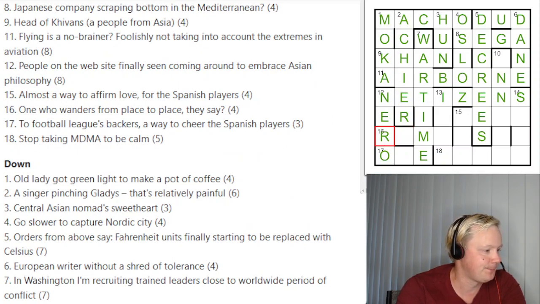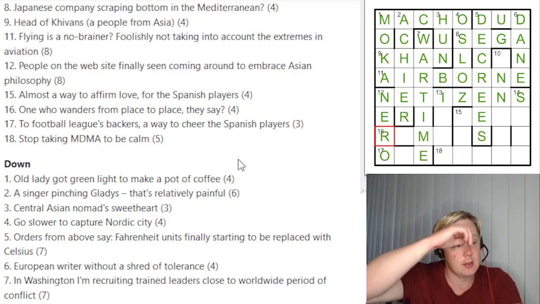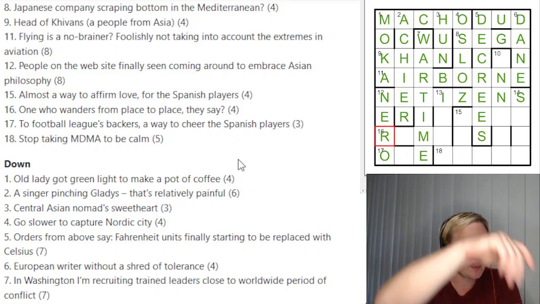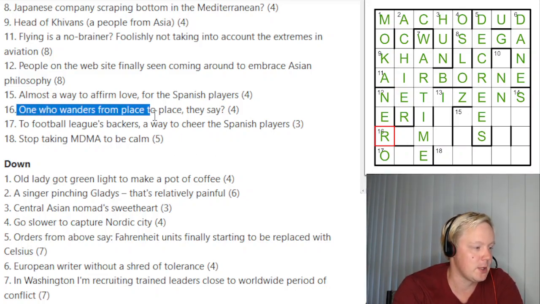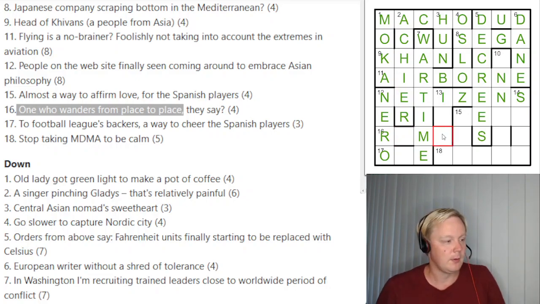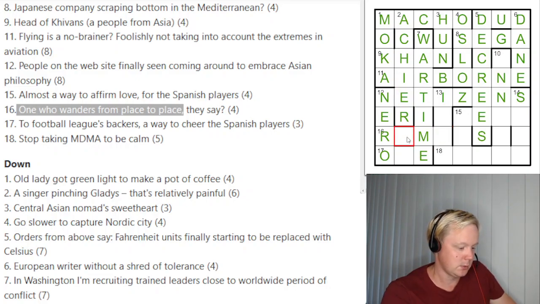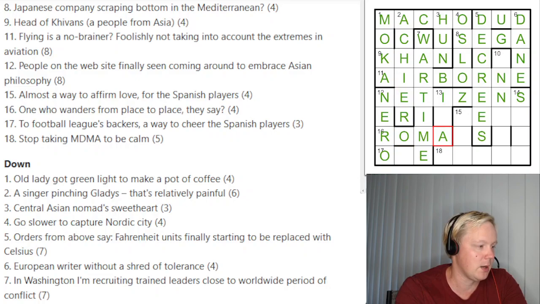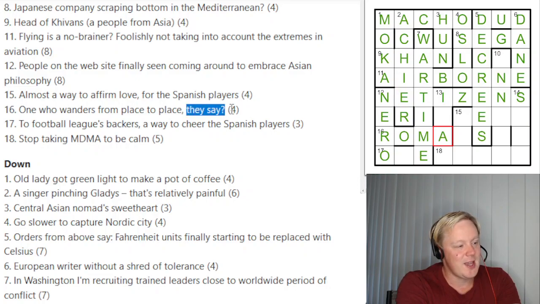Let's look at 16. One who wanders from place to place, they say. Well, one who wanders from place to place fits here. That's a sort of people called Roma, who at least used to be nomadic, maybe less now, but still have a reputation of wandering from place to place. But they say it doesn't mean Roma, and there's no wordplay opportunity to make the word Roma.